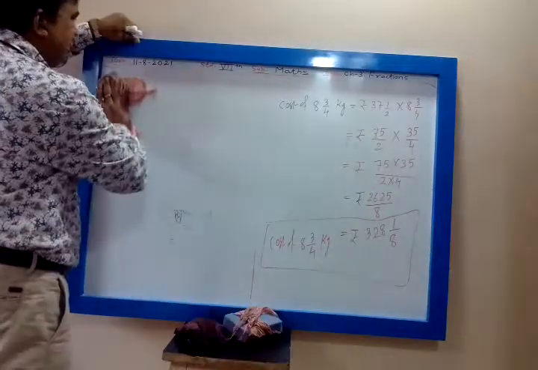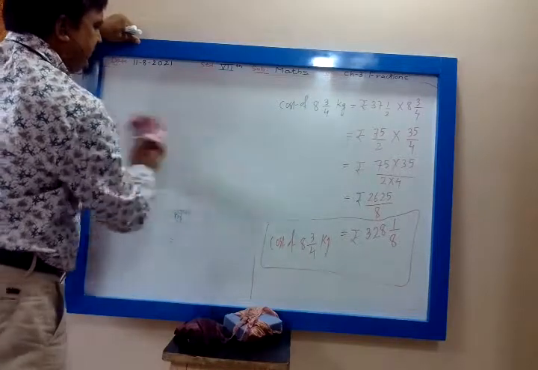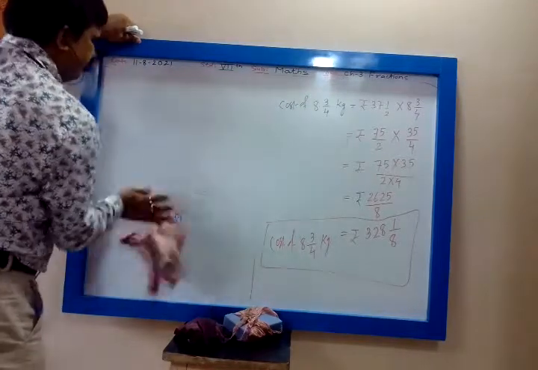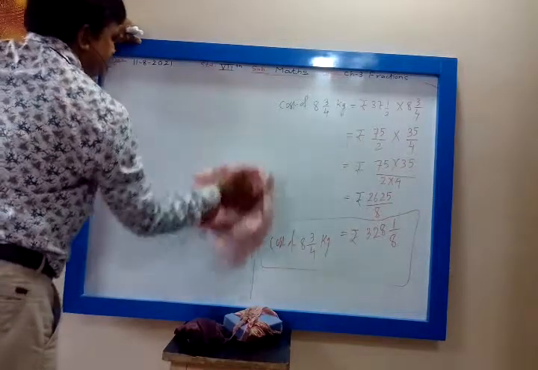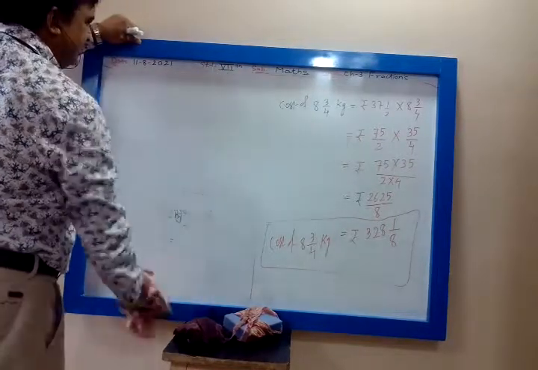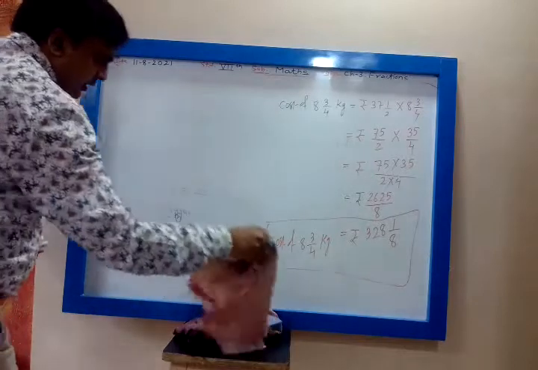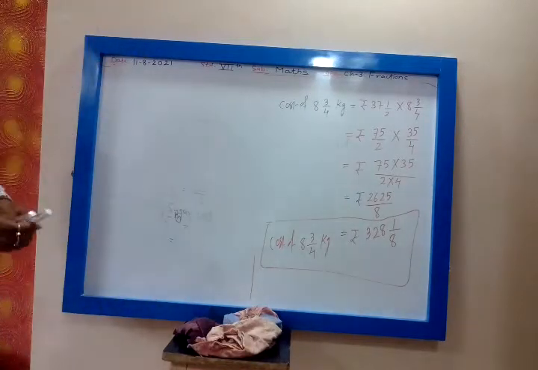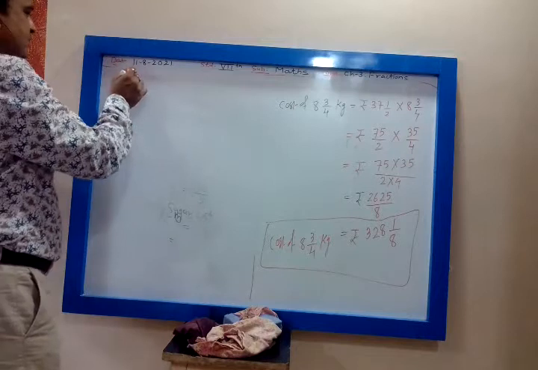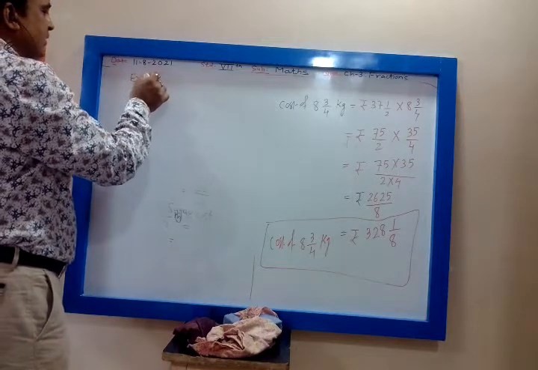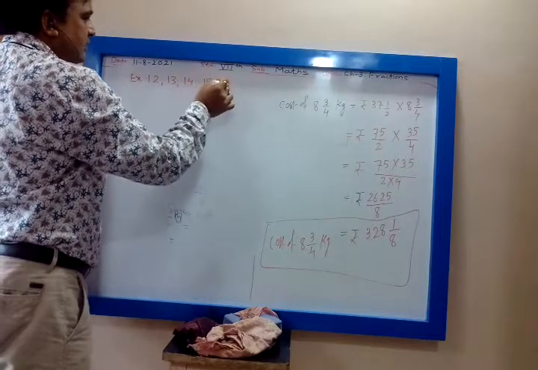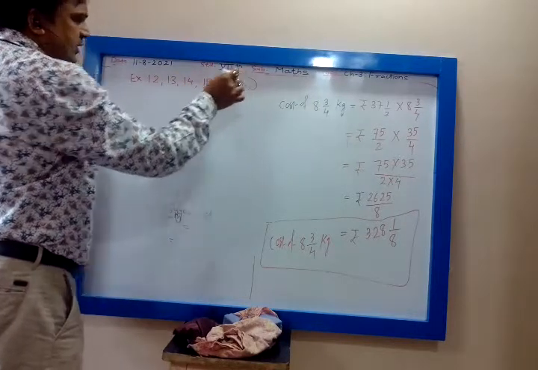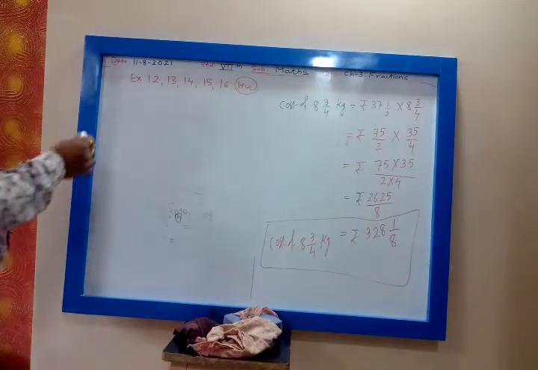Okay, so whenever it comes to multiplying two fractions, we will give homework. We have already seen the multiplication of two fractions and division of two fractions. Now, so exercise 12, 13, 14, 15, 16, they are homework, okay? Now 17th I will do.